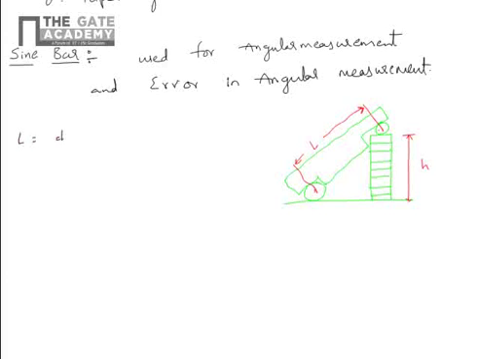L is the distance between roller centers, and H is the height of slip gauges.